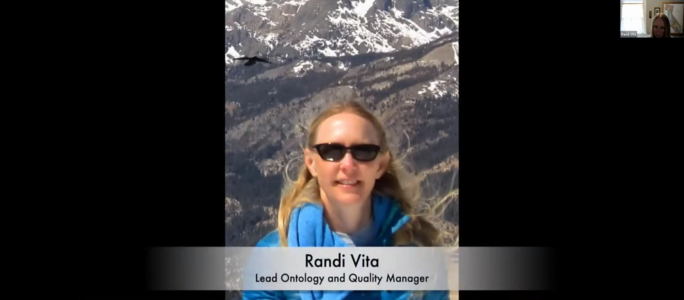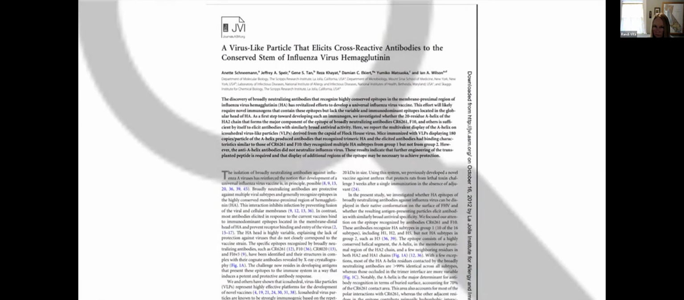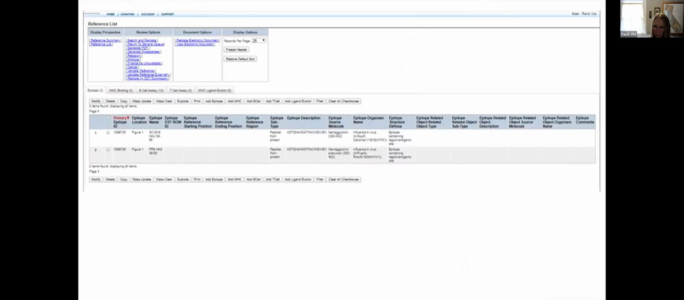Once a curator has entered all of the data for a given publication, the record is sent to peer review, where a senior curator rereads the same paper again and reviews how that data was entered into the IEDB's curation interface. We do this to ensure consistency across all of the different publications and among all of our different curators, following established IEDB curation guidelines.